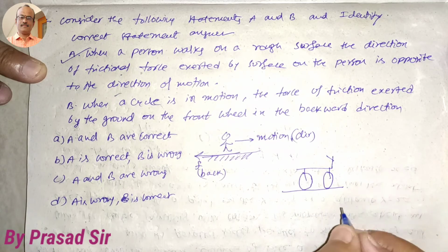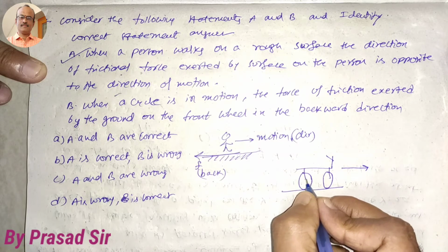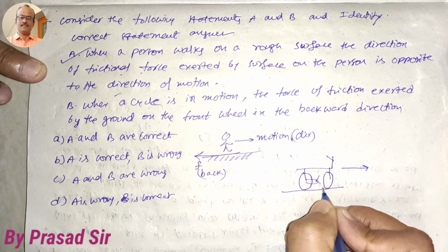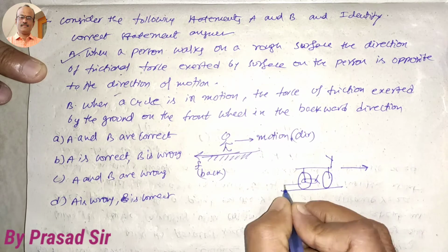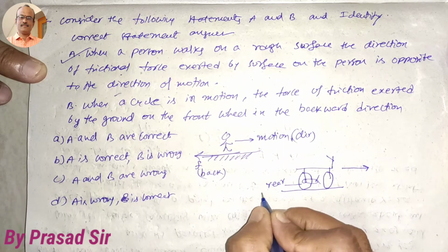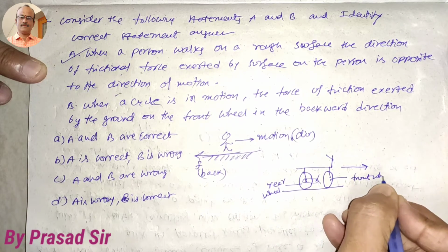So here there is a bicycle, traveling in the forward direction. One pedal is present here, and with the pedal he is applying the force. That means what happens here? This is called the rear wheel, that means the back wheel. This one is known as the front wheel.